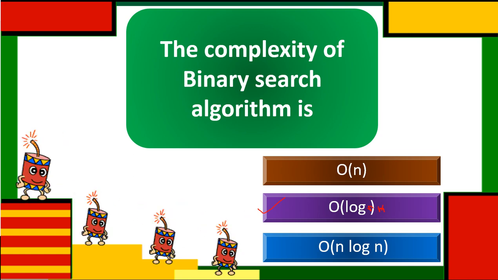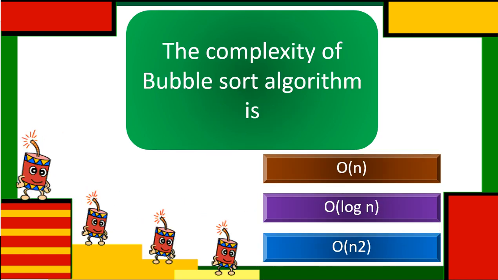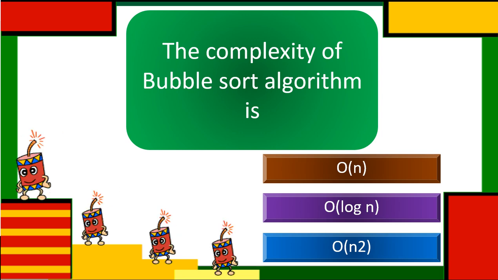So the next question: the complexity of bubble sort algorithm is order of n, order of log n, or order of n square. The complexity of bubble sort algorithm is order of n square. This one is the correct answer.